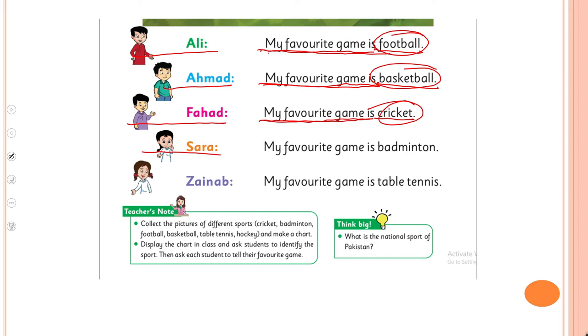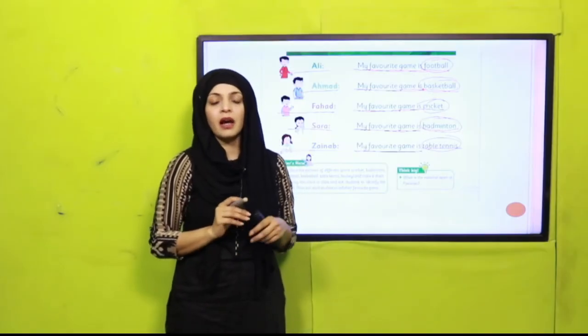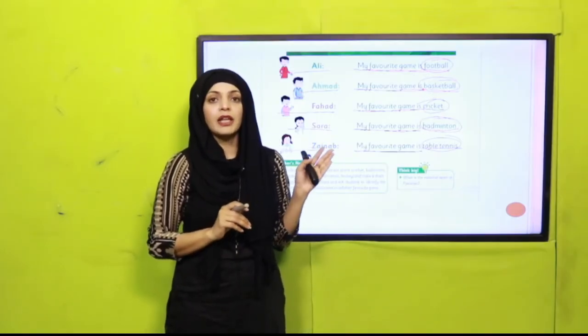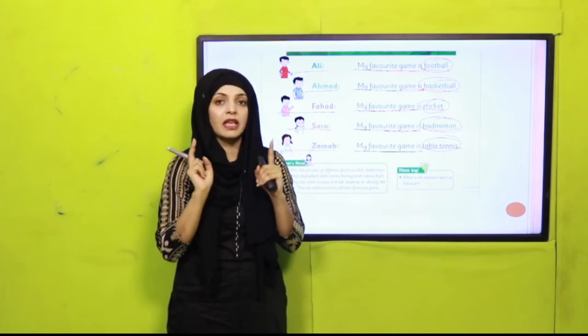Sara: My favorite game is badminton. Zainab: My favorite game is table tennis. So Ali, Ahmed, Fahad, Sara and Zainab are telling their favorite games. And you can see that all of them are using complete sentences for telling their favorite games.